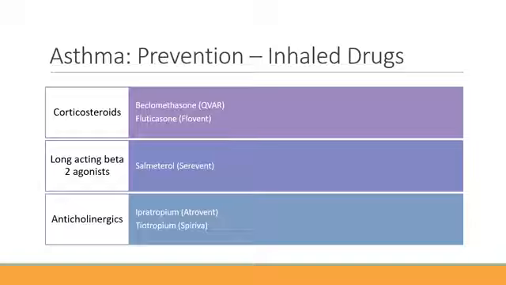And then we also have this third class of anticholinergics that are also commonly given. And these help to reduce mucus production. And so these would include ipratropium or Atrovent, or tiotropium, which is Spiriva.